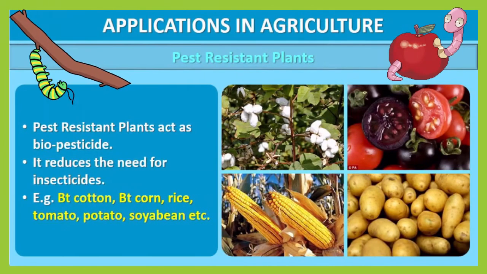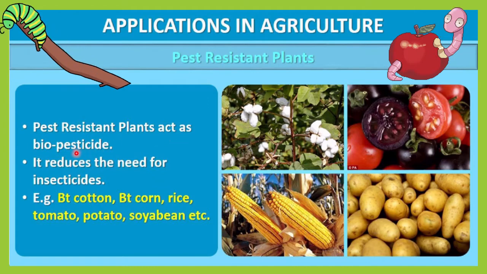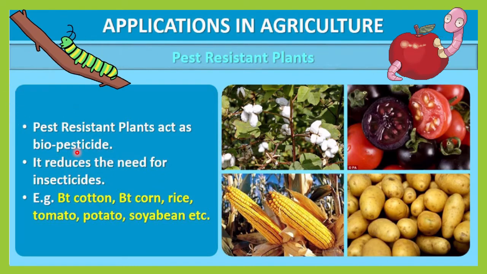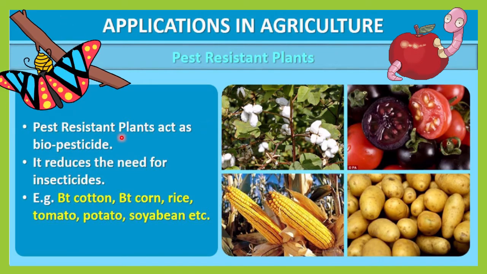So first of all, let me discuss the pest resistant plants. So what are pest resistant plants? Pest resistant plants act as biopesticides. So here you don't need to use chemical based pesticides. If you modify the plant in such a way that it will resist the pest itself, it will act as a biopesticide. So pest resistant plants act as a biopesticide.